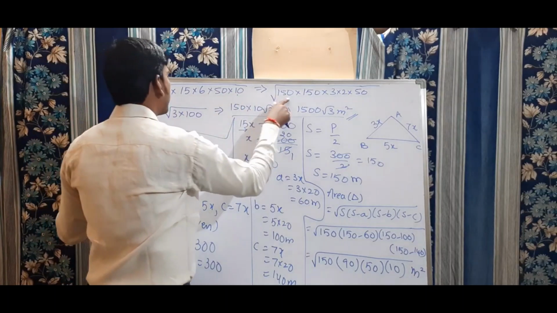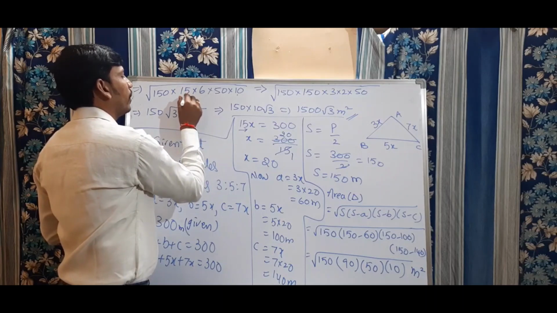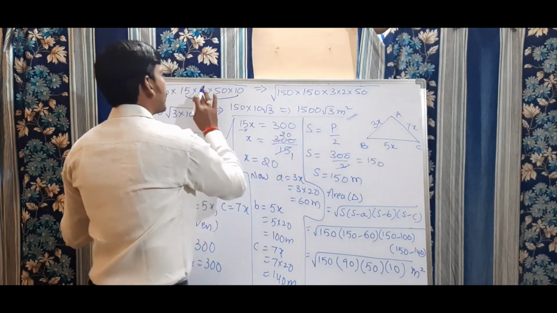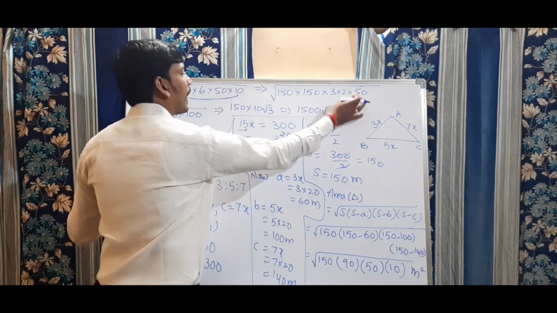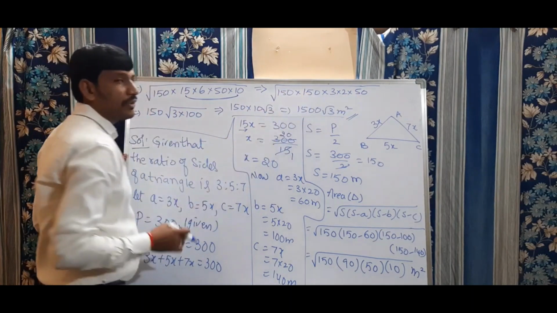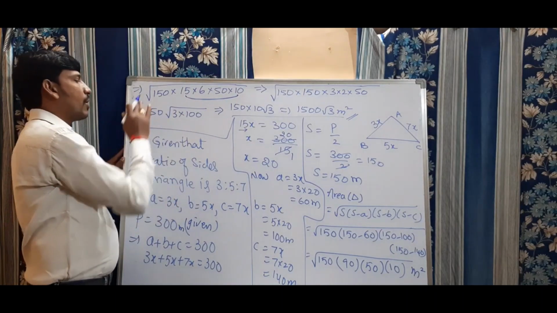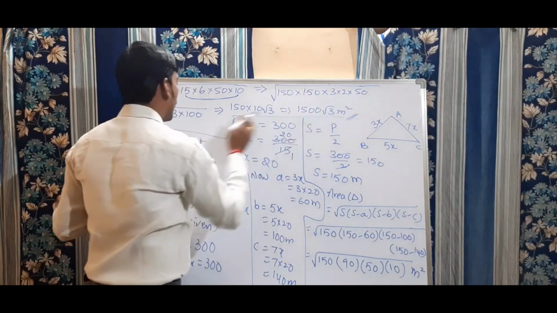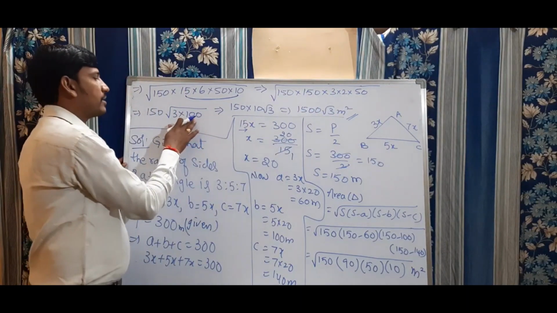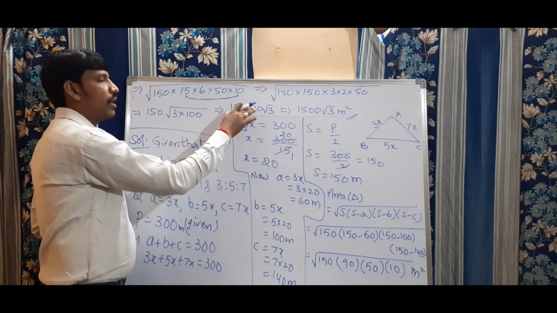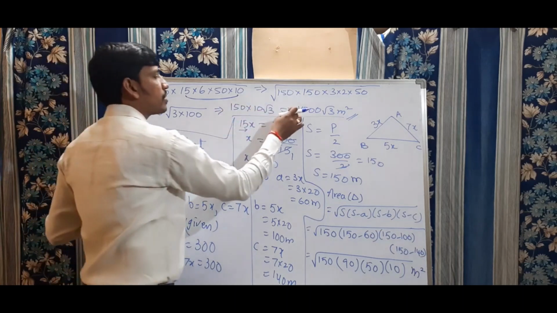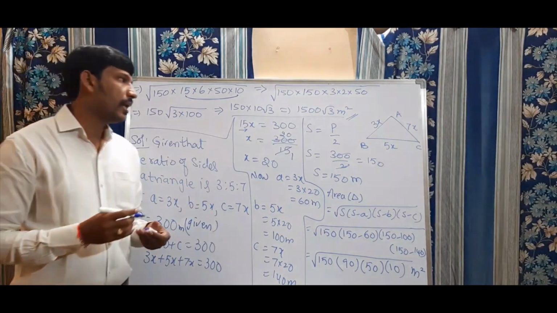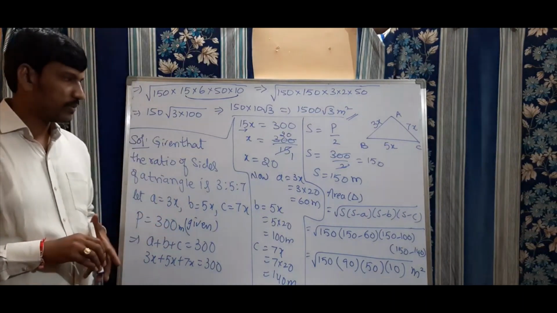Now 150 as it is, this 15 into 10 I am going to multiply. 15 into 10 is equal to 150. 6 can be written as 3 into 2, and 50 as it is. Now 150 into 150, 150 square, so 150 will come outside. Then 3 into 2 into 50 is 100. Clear? Square root of 100 equals how much? 10. So 150 into 10 into root 3 is equal to 1500 root 3 meter square. That is the area of the triangle ABC. Is this clear, my dears? Right.